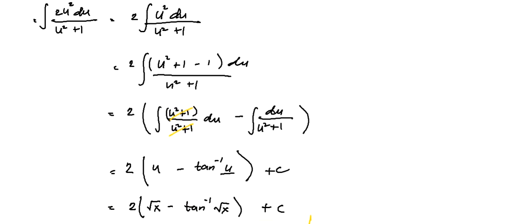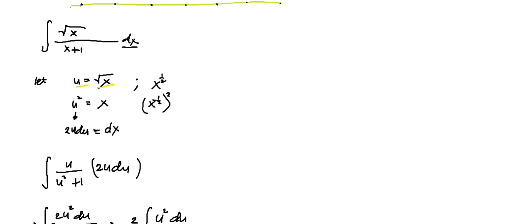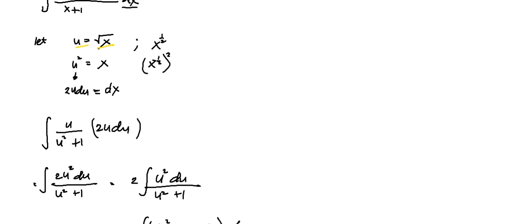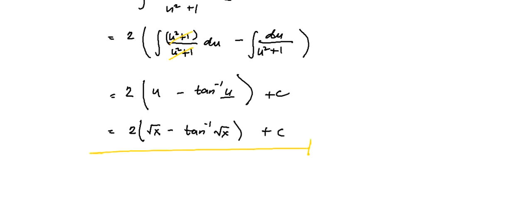So therefore, the integral of the square root of x all over x plus 1 dx is equal to 2 multiplied by the square root of x minus arctangent of the square root of x, then plus c.